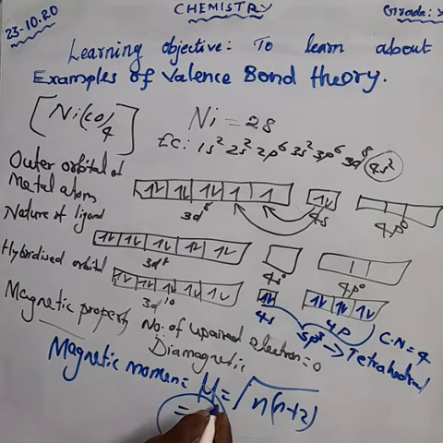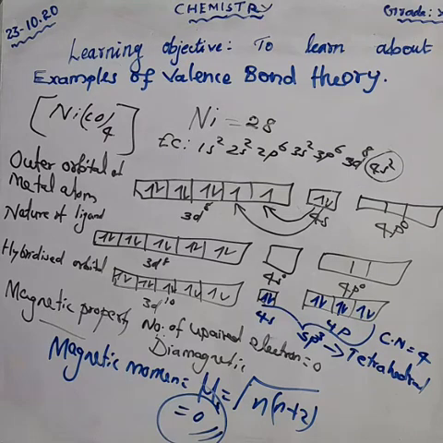Mu s is equal to root of n into n plus 2. So here the number of unpaired electrons is 0. So what is your answer? We get 0 as the answer because all electrons are paired. Am I right? So this is the application, or these are the examples of VB theory.